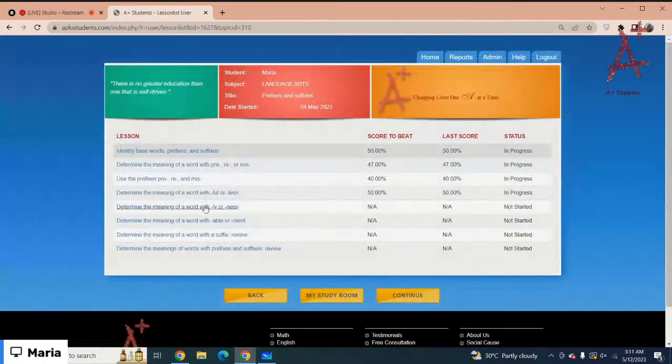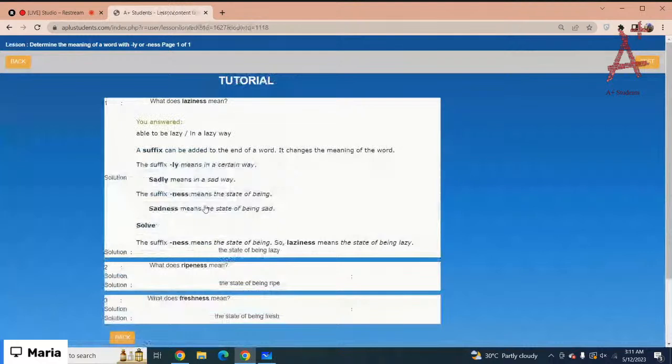The next one is determine the meaning of words with ly or ness. A suffix can be added at the end of a word. It changes the meaning of the word. The suffix ly means in a certain way, like sadly. Sadly means in a sad way. Then you have the suffix ness. Ness means the state of being. It would be sadness, the state of being sad. Got it?